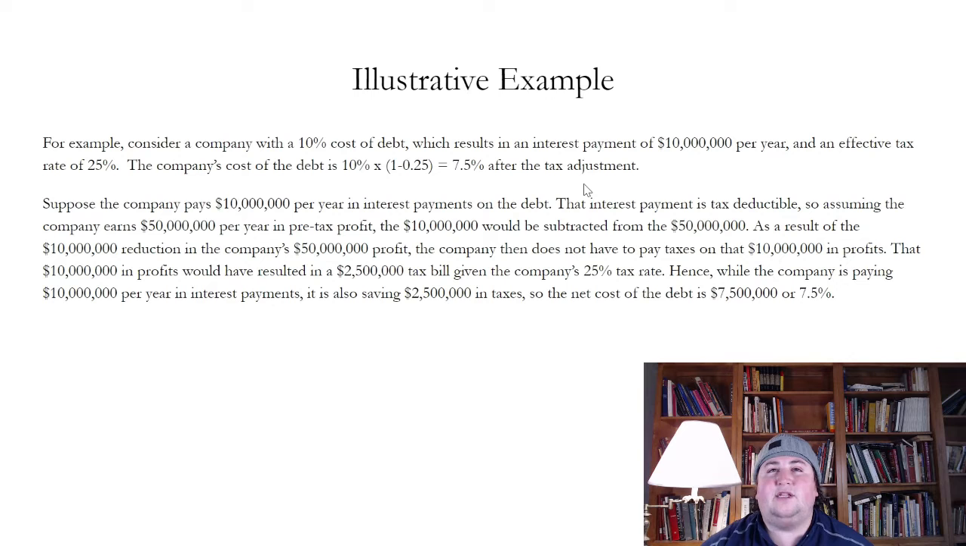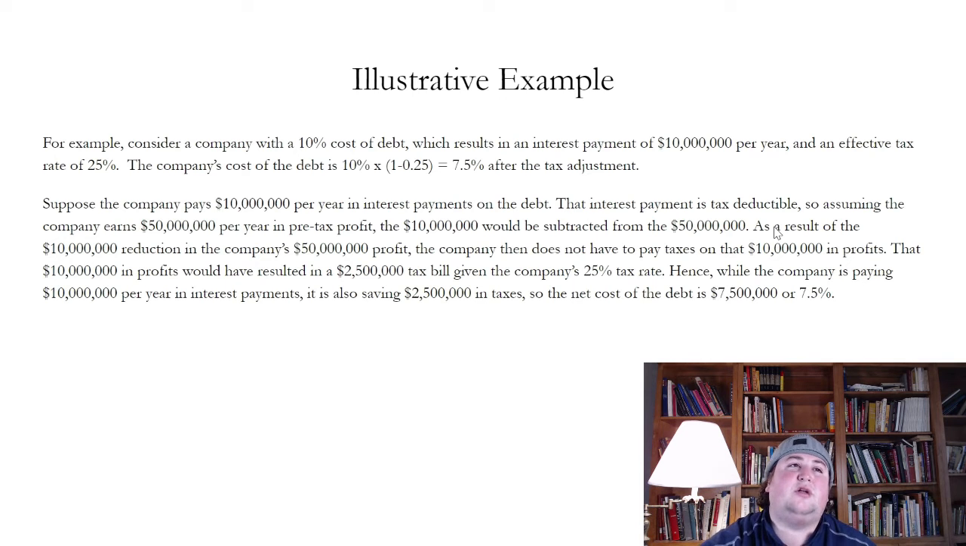Okay, but we want to really get into how does that work? Like, what is this tax adjustment? Why is there a tax adjustment, etc.? So suppose the company pays $10 million per year in interest payments on the debt. That interest payment is tax deductible. So assuming the company earns $50 million per year in pre-tax profit, the $10 million would be subtracted from the $50 million. So $50 million in profits, $10 million in interest payments, right? So we have to subtract off the $10 million from the $50 million, right? Because we're adjusting for the interest payment.